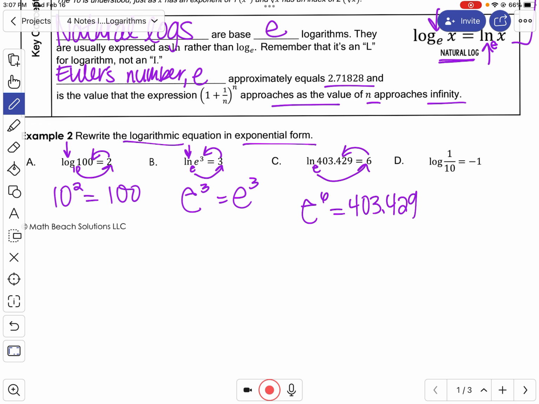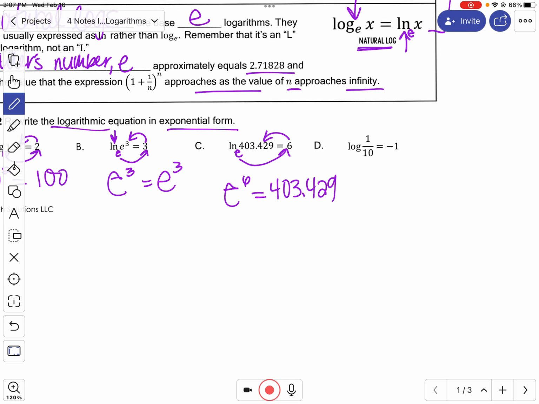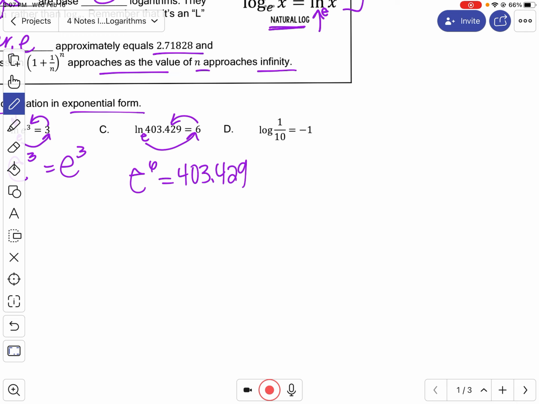So here we're just rewriting these. This one just says log, no base, which means common log, base 10, raised to the negative 1 equals 1/10. We actually talked about this yesterday in the last lesson. If I have a negative exponent, I would take it and move it to the bottom, and it would become 1 over 10 to the first, which is 1/10.